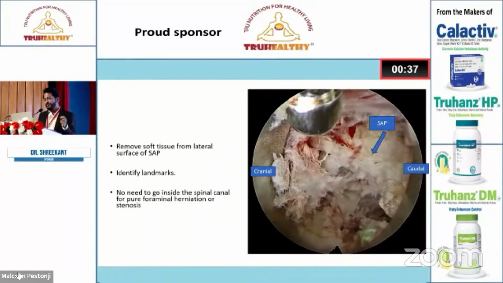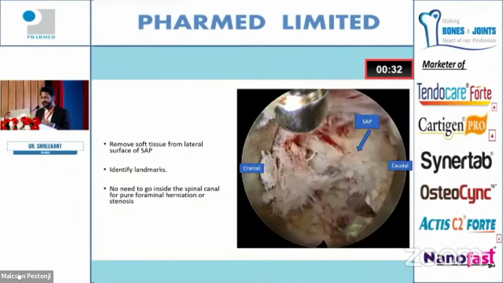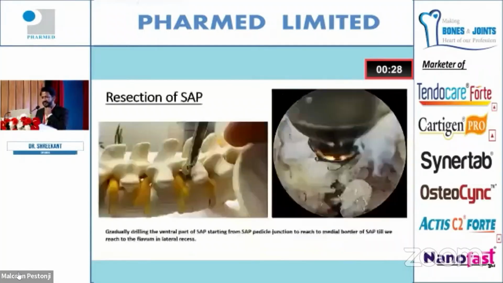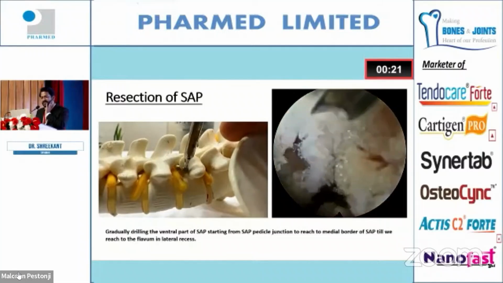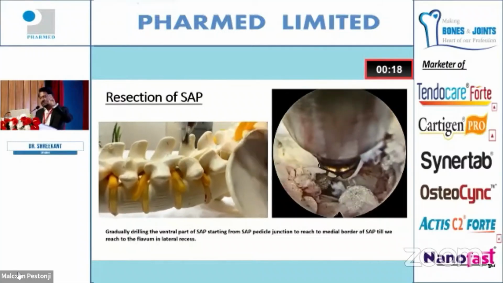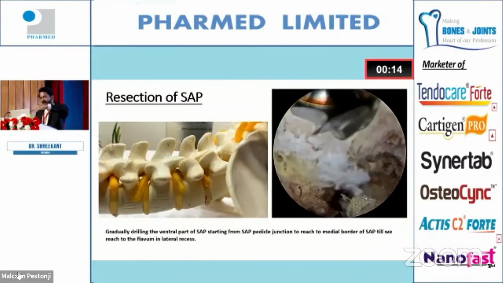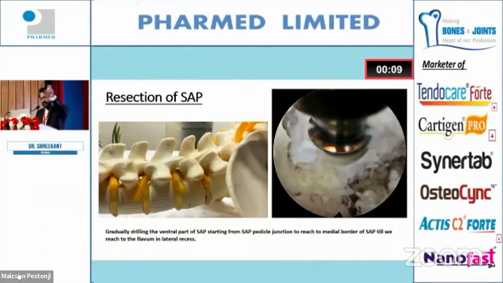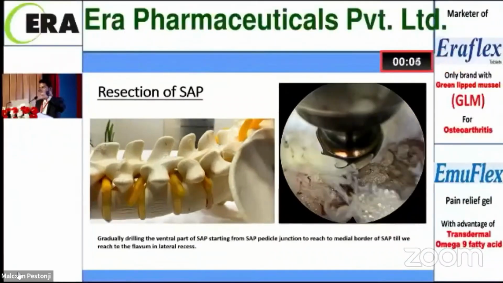So in many cases of pure foraminal stenosis, you need not go inside the disc or inside the epidural space. So this is how you can remove the soft tissue over the SAP. The next step is the resection of the SAP. While doing the SAP resection, always remember your starting point should be the base of the SAP. Start drilling the SAP from the base towards the tip, not from the tip towards the base. So this is the video. The tip is being resected from base to tip. These are the steps which are common in all the foraminoplasty cases.